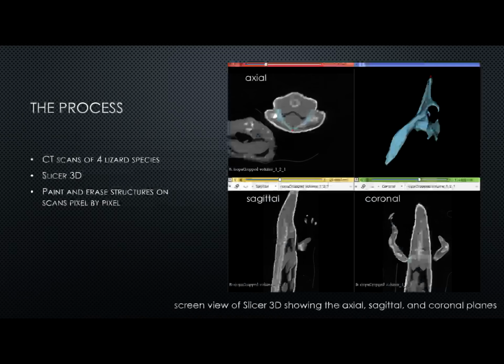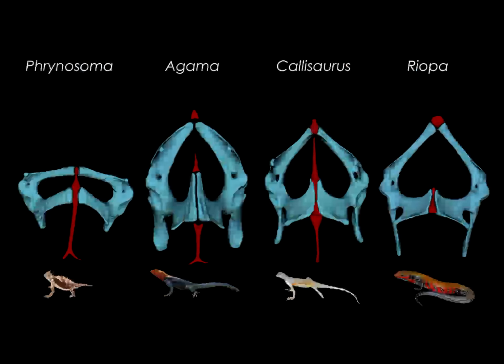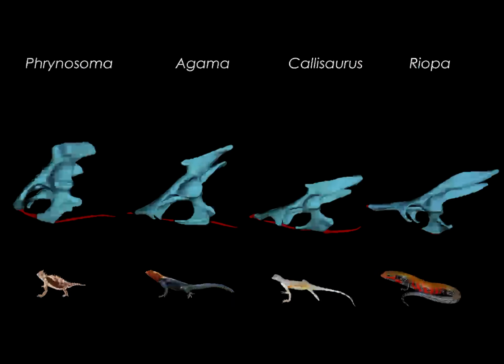The following slides are views of the 3D pelvises that I created. This slide right here shows the anterior view of the 4 species that I was able to finish this summer. Just from these initial images, you can already see that all the pelvises are very different. I included an image of the lizard itself underneath each pelvis for reference of what the species actually looks like.